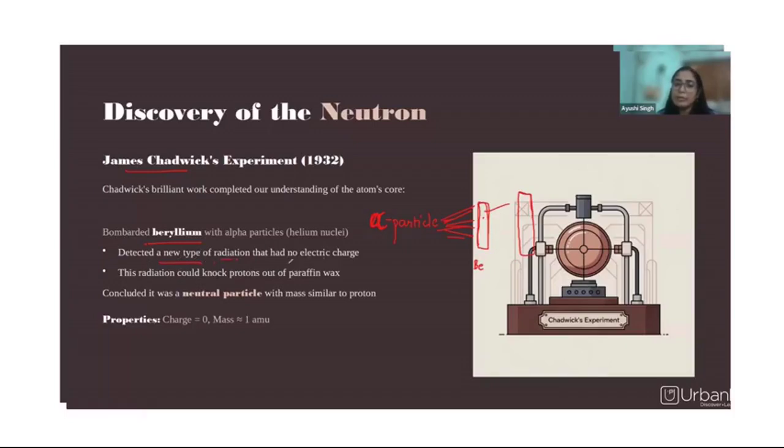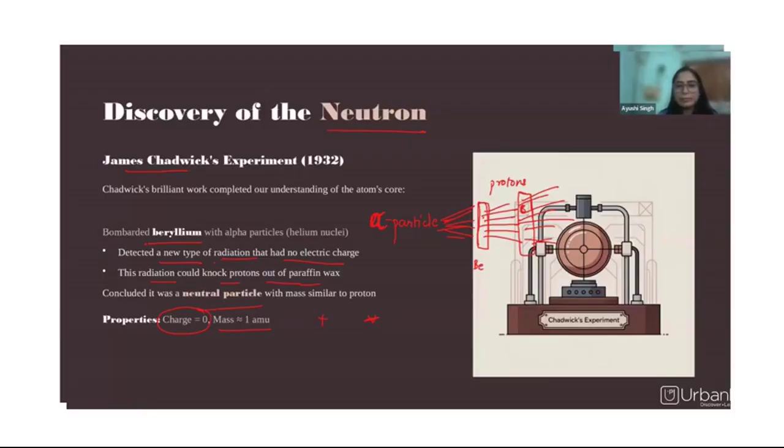He detected a new type of radiation that has no electric charge. So basically, this radiation would knock out protons out of the paraffin wax like this. So now the protons would be out from here, but something else would be here, right? And it will not have any charge to it. And that's why these neutral particles came into picture. They also had the mass around one atomic mass unit, but the charge would be zero. So there would be no positive or negative charge. It would be zero, right?